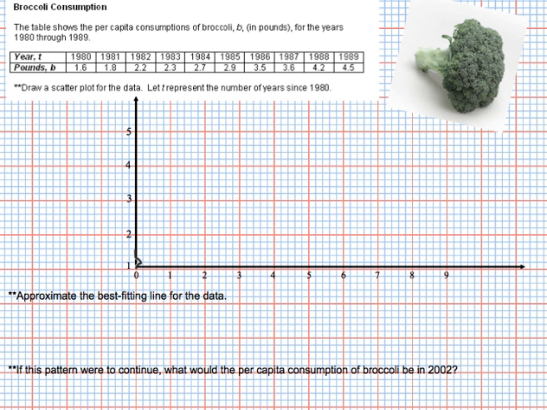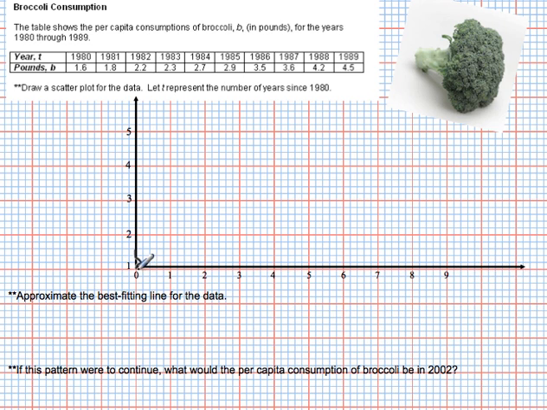A real-life situation, broccoli consumption. The table shows the per capita consumptions of broccoli in pounds for the years 1980 through 1989. We're going to draw a scatter plot for the data. Notice it says, let T represent the number of years since 1980. So that means that 1980 is going to be our year 0. And notice, if you look at the graph here, each of these blue lines is 0.2. Okay, and notice we got a little squiggly because we started at 1 over on the vertical axis.